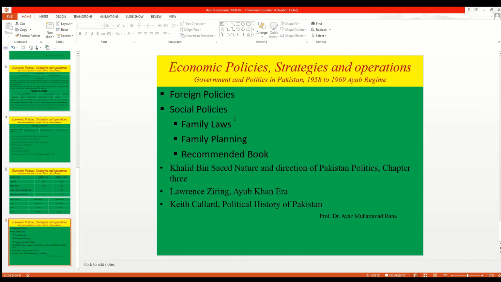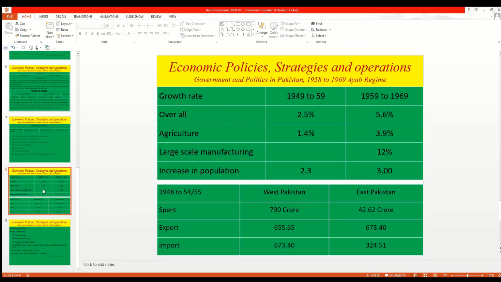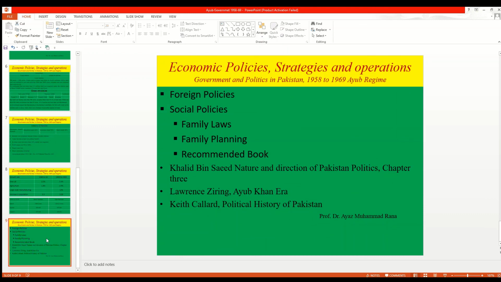Number one, family laws. According to the family laws, marriage registration and second marriage, there were a few constraints about the second marriage. These were family laws. And family planning. Ayyub Khan also initiated the program of family planning, and interestingly, before this program, the growth rate in the population was 2.3. After the introduction of family planning by Ayyub Khan, this was enhanced up to a 3% growth rate.